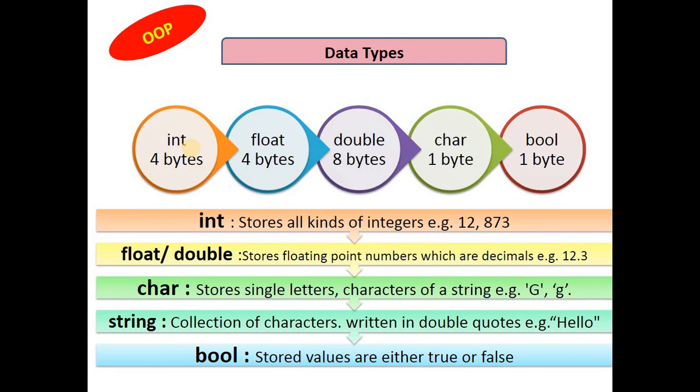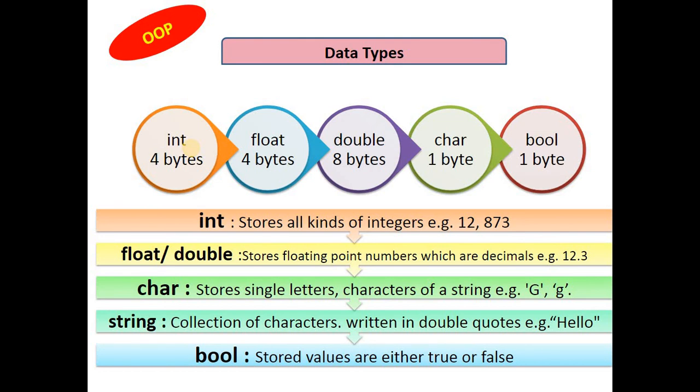So int can have 4 bytes, a float number can take up a space of 4 bytes, a double number can take a space of 8 bytes. A character, when you declare it, takes only 1 byte inside the memory, and a boolean also takes only 1 byte inside the memory. Now int is the one which shows all the kinds of integers. It is specifically designed for integer values like 12 or 873 or 456 and so on. Minus 456 also comes under integer.